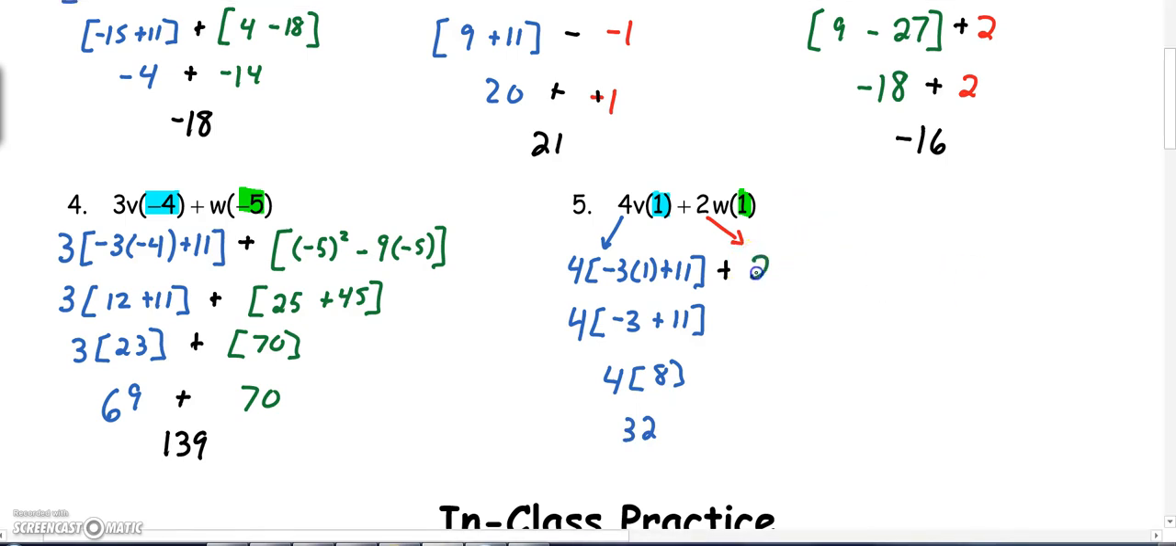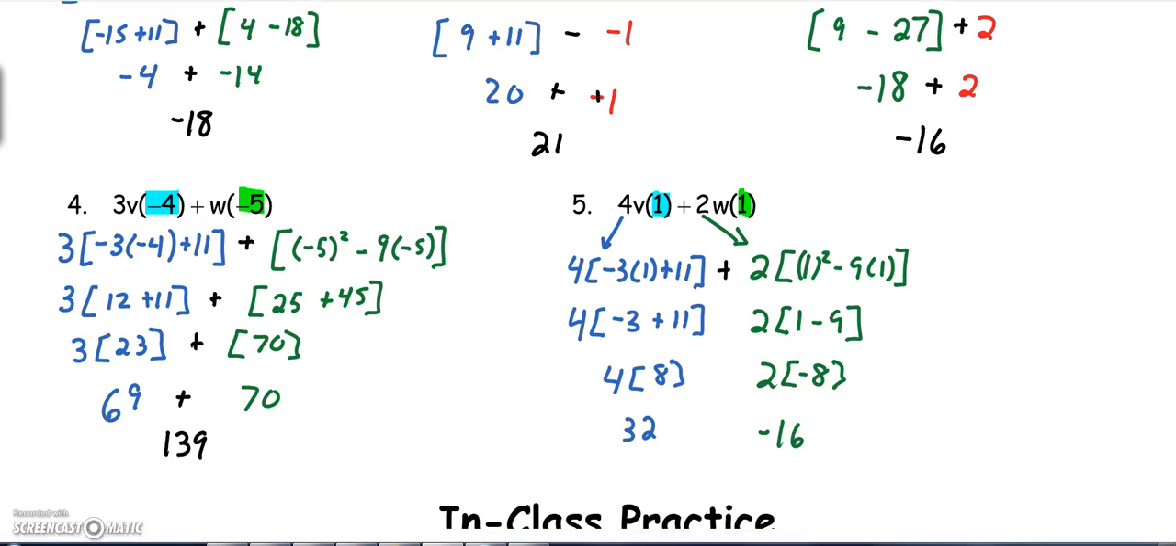In my second equation, I have 2 times 1 minus 9, 2 times negative 8, which is negative 16. So I can add those two together, because my operation in the middle was addition. 32 plus negative 16 gets me positive 16.